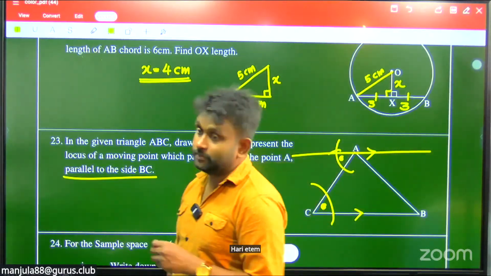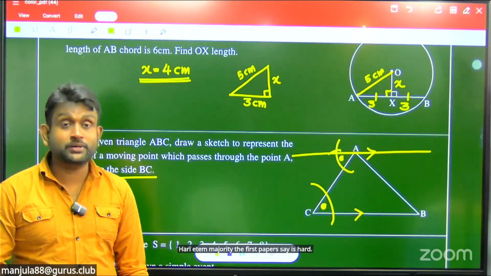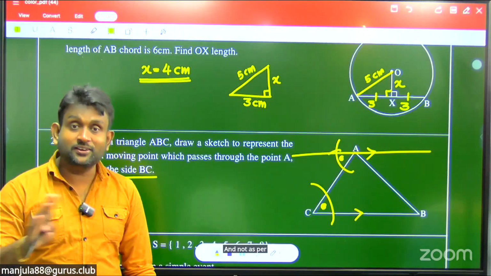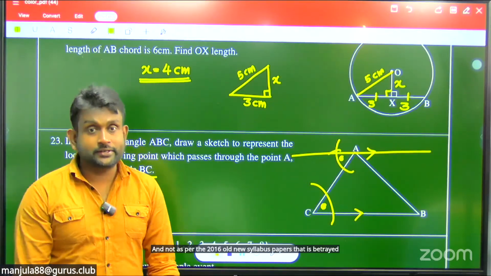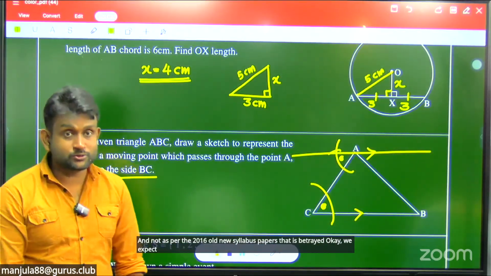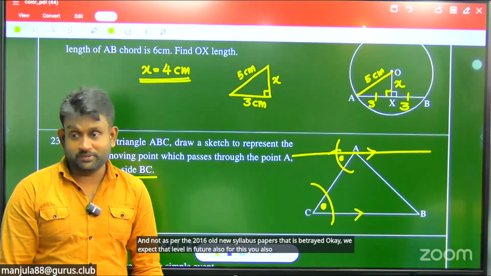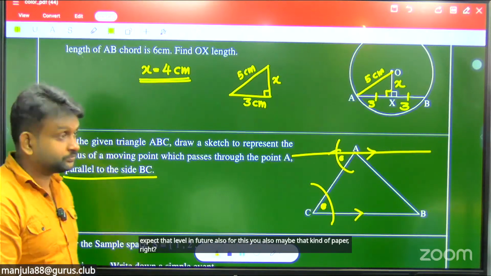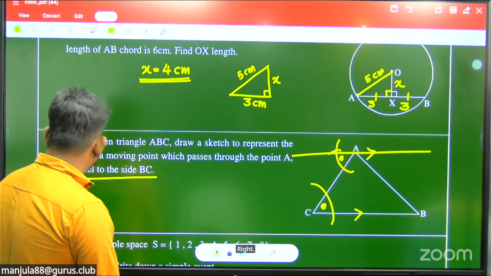Majority say the first paper was hard. And no, not as per 2016; all the new syllabus papers are a bit varied. Okay, we expect that level in future also, so you may also get that kind of paper, right? Right. So that is fine, 23 done.